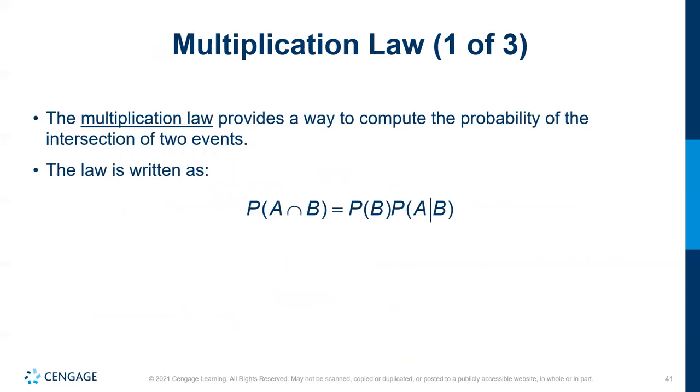There's also a multiplication law that helps us find ways, which is the probability of the intersect of A and B equals the probability of B times the probability of A given B. Again, don't worry too much about the formulas for now. I will show you how to use Excel and we can do more on thinking about what it means.